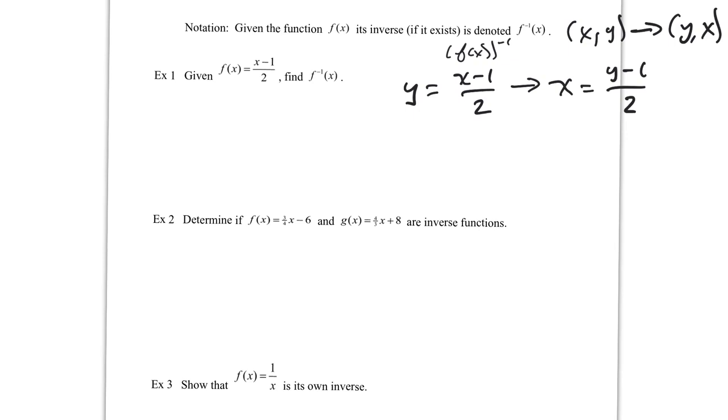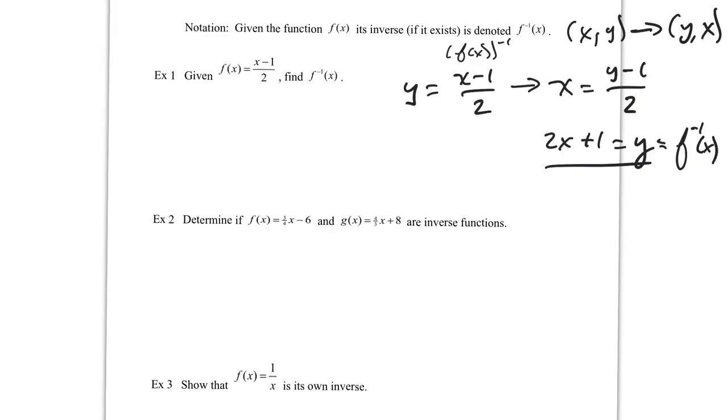Okay, but we can't leave a function like x equals some function of y. We have to then solve for y when we're done. So this will be 2x plus 1 equals y, and that is equal to f inverse of x.